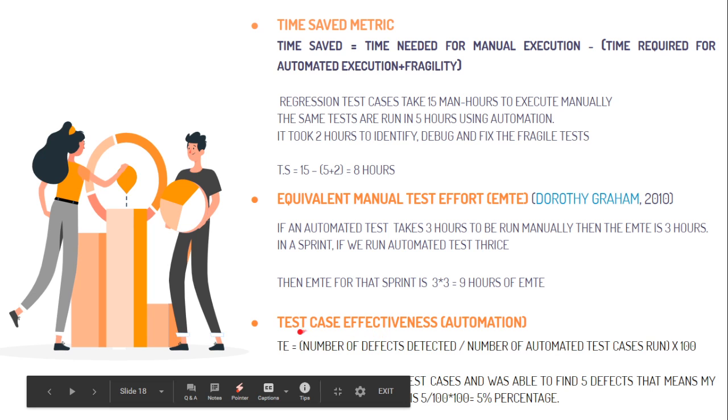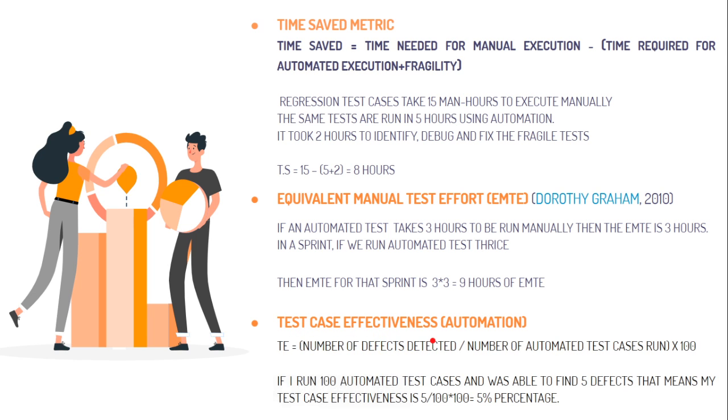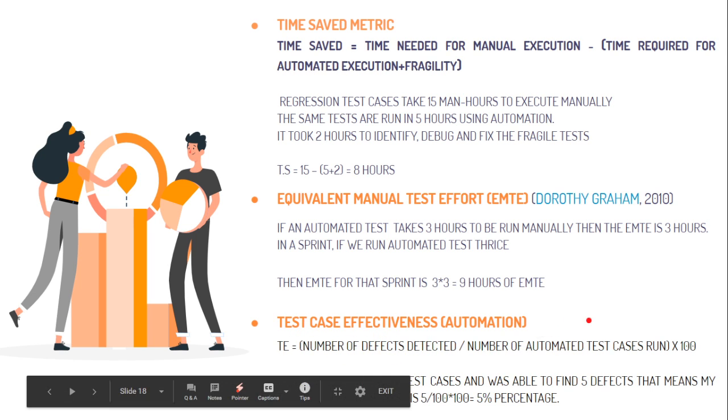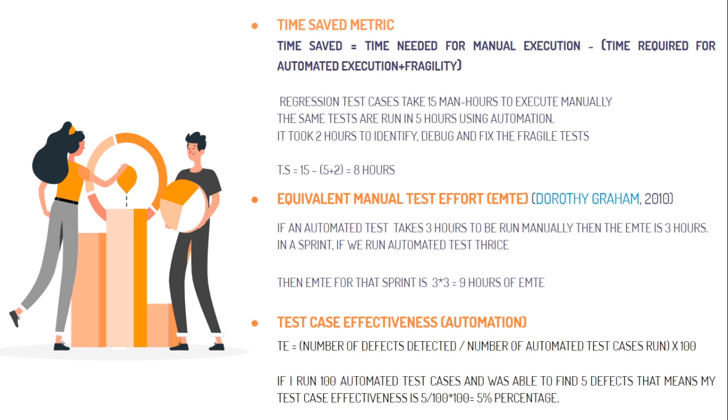You can also calculate test case effectiveness. Test case effectiveness basically talks about how effective your automation tests are. Let's say I have 100 automated tests, and these 100 cases find 5 issues. That means that the test case effectiveness of automation is 5%. So you can use this metric to say how much risk you are able to reduce using test automation.